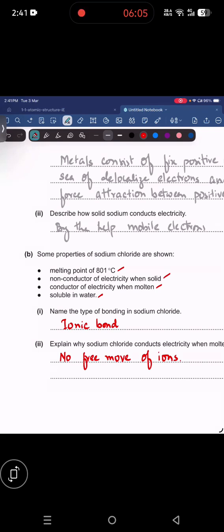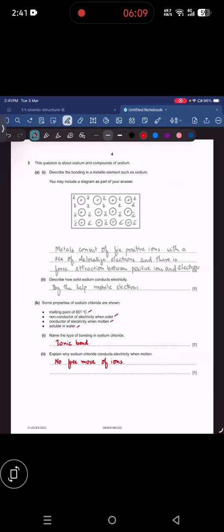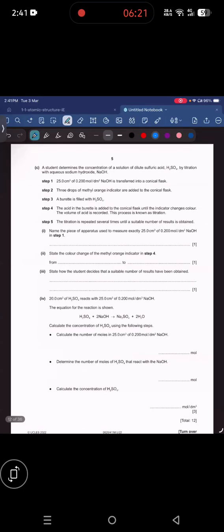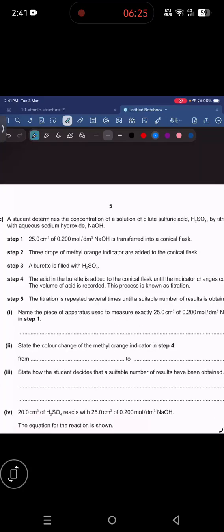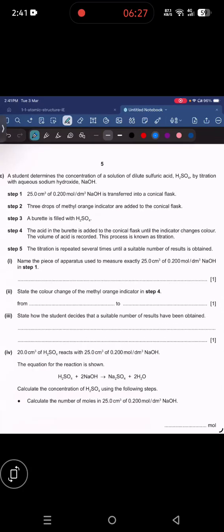Now is it clear to all of you, this page? So can I move to the next one? Now in the next page they have given you some data.